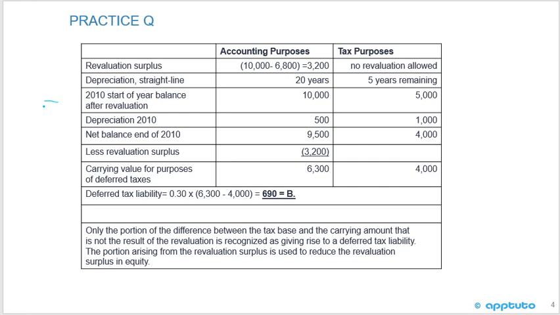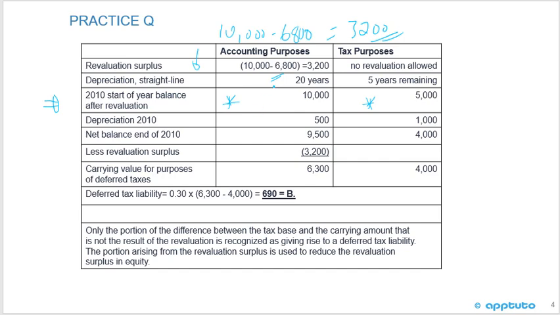So at 2010, the start of the year, the balance after revaluation is that for accounting purposes, the asset was revalued at 10,000, and the carrying value for tax purposes was 5,000. Okay. Now we have to calculate the revaluation surplus. At the end of 2009, the carrying value of the asset for accounting purpose was 6,800. So 10,000 minus 6,800 is going to equal 3,200. Okay, so that's our revaluation surplus.